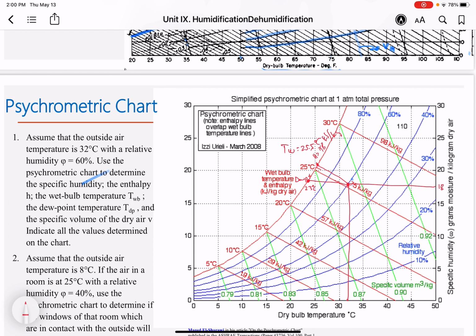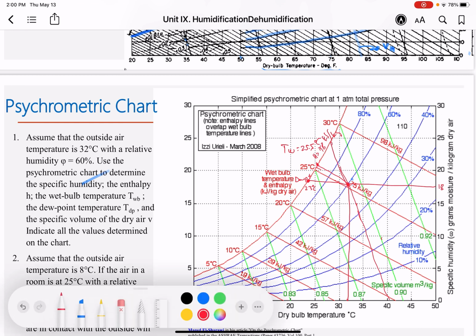Okay, and the specific volume. If you get to have the specific volume, take note, it's the green line here. So, titingnan ko to if I am to project the green line. So, ito.